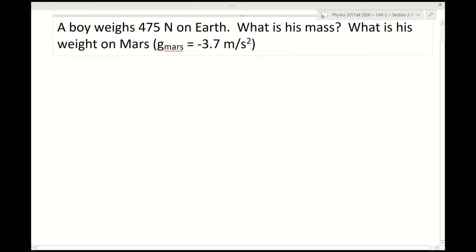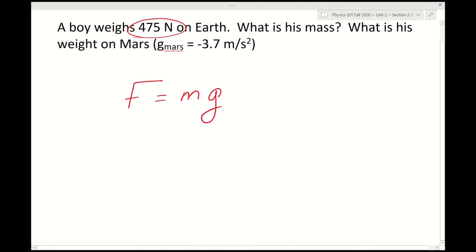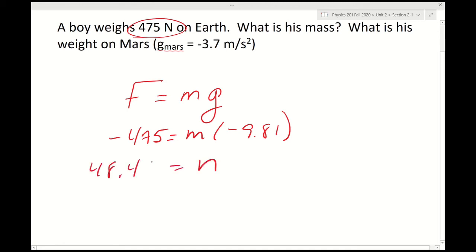If a boy weighs 475 newtons on Earth, what is his mass? And what is his weight on Mars? Well, if his weight is 475, we know that the force is mass times gravity. You can think about it as a negative because gravity does pull down. On Earth, we have the 9.81. So we have a mass of 48.4 kilograms.